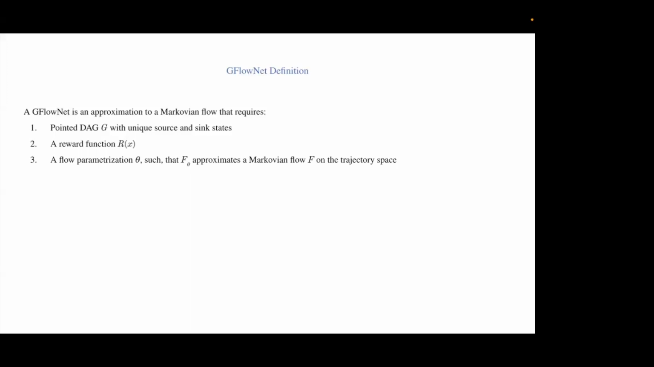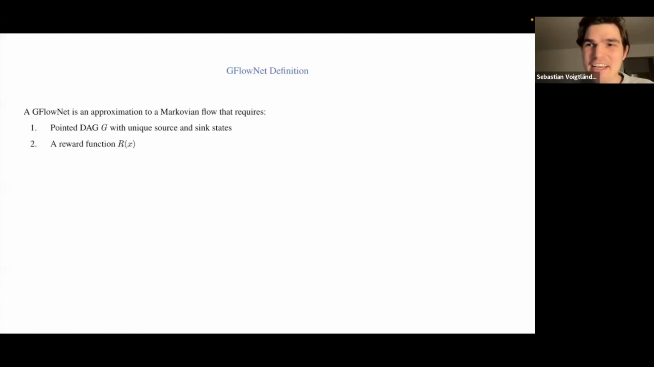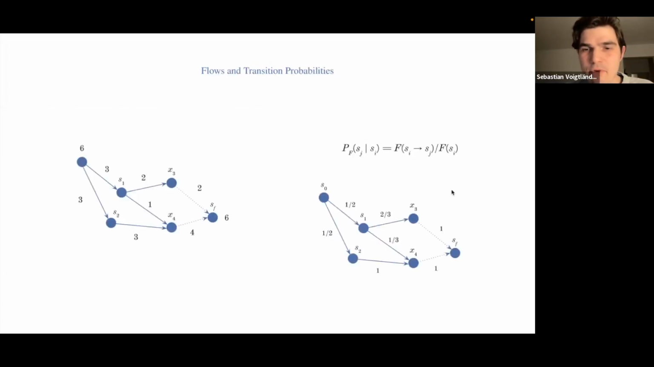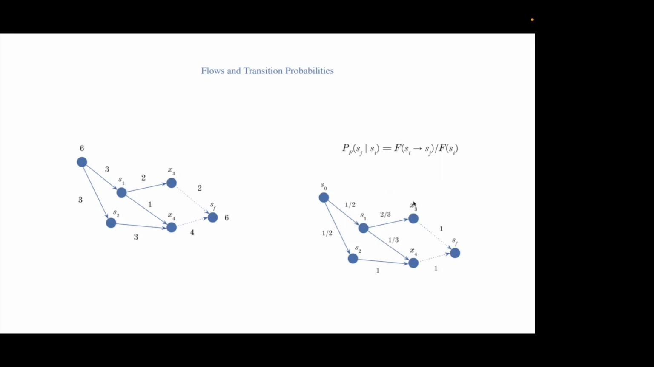Yes, I have a question. It may be a very basic question, but what's the difference between S and X on your graph? Why sometimes are your nodes S's and other times they're X's? Good question. That's simply notation, because in the papers you will often see that internal states, which are not fully constructed objects, are denoted as S, and the fully constructed objects are denoted as X.